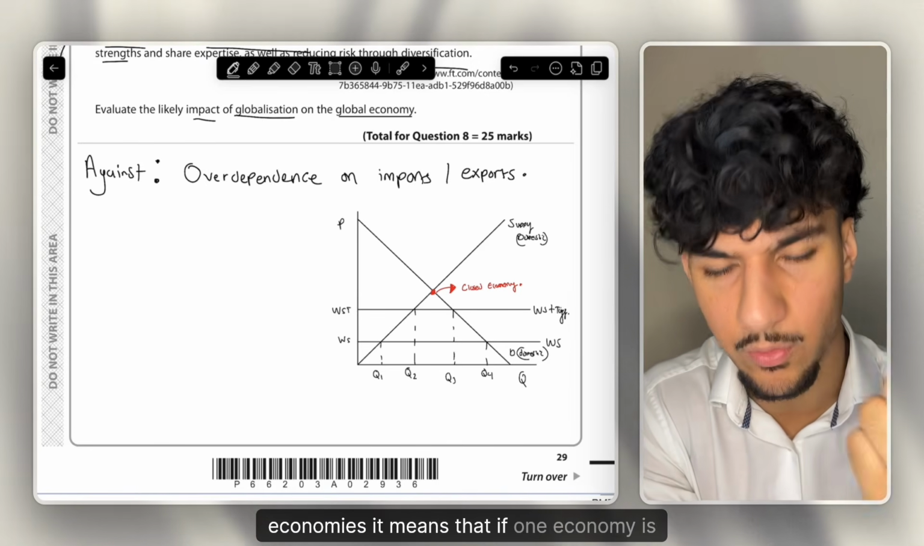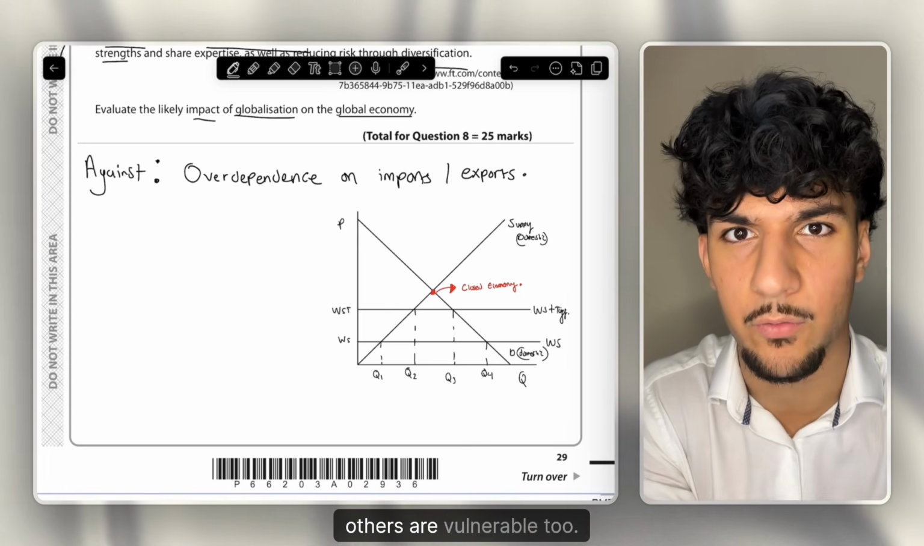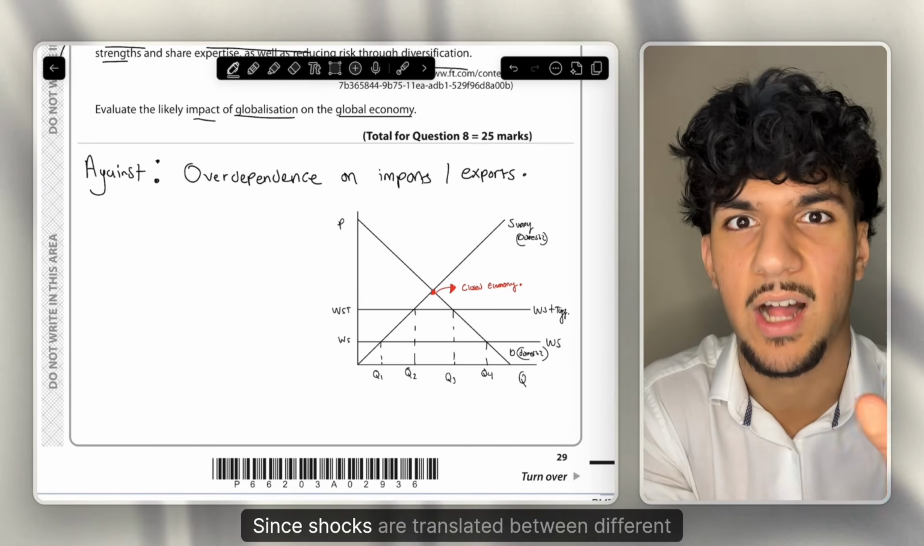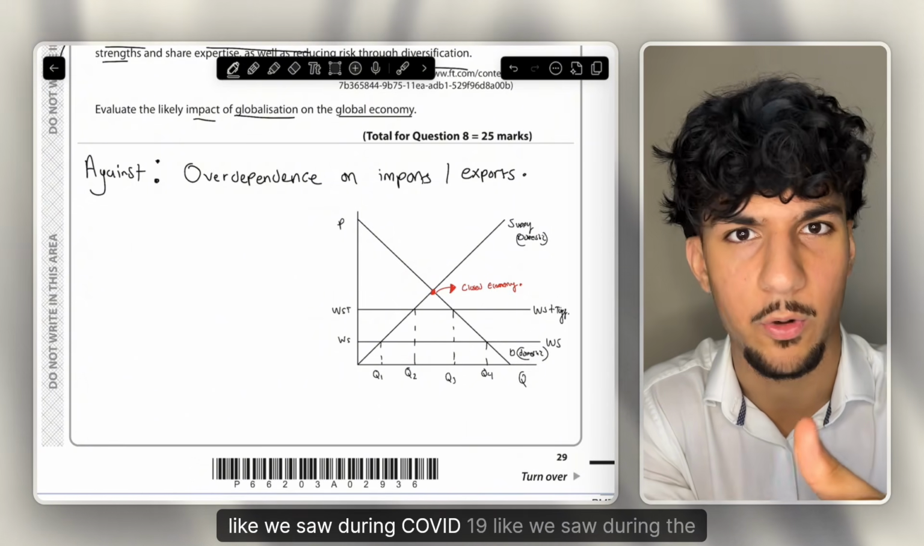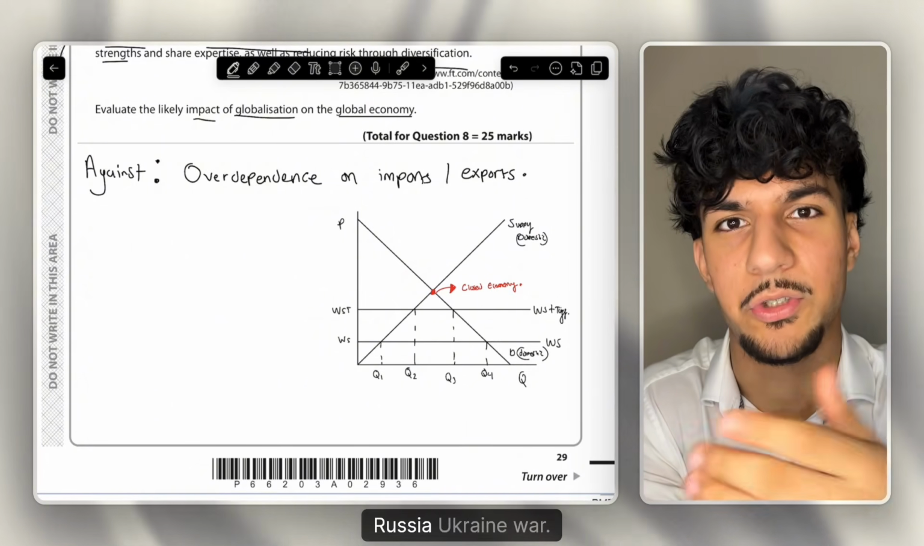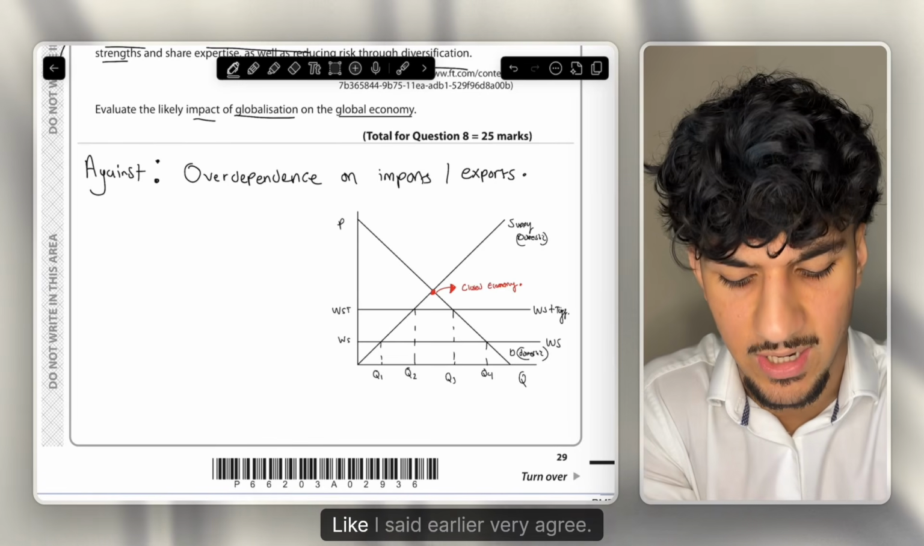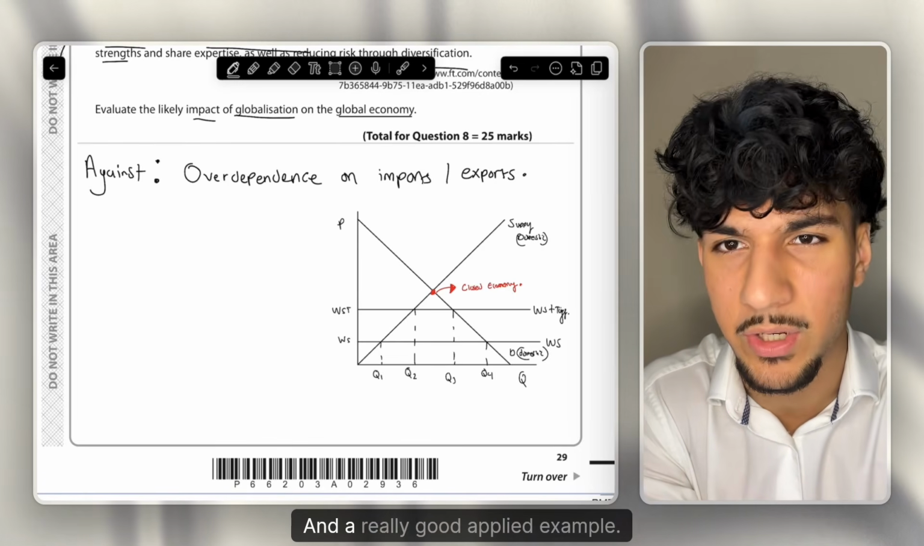it means that if one economy is vulnerable, others are vulnerable too, since shocks are transmitted between different economies, like we saw in the financial crisis, like we saw during COVID-19, like we saw during the Russia-Ukraine war. And then how would we evaluate this? Like I said earlier, a really good applied example.